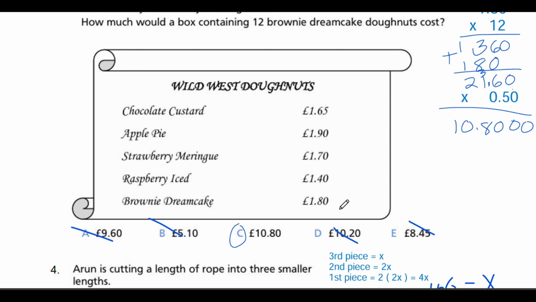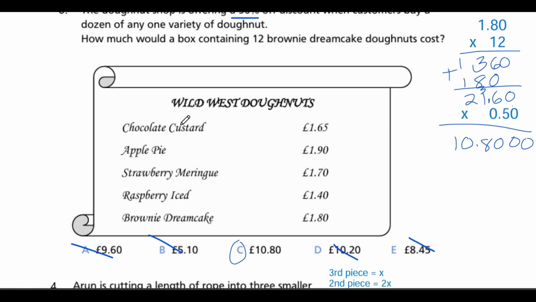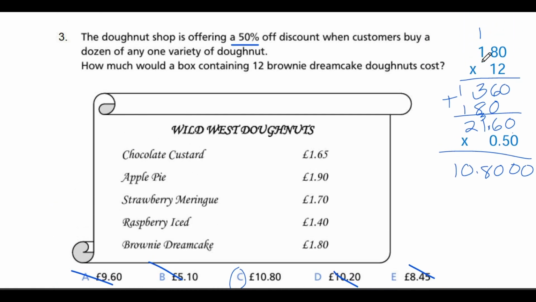Here's the detailed explanation. First, we need to find the price of 1 dozen brownie dream cake donuts at full price. The menu shows that one costs 1 pound and 80 pence. So to calculate that, we would do 12 times 1 pound and 80 pence. We can calculate this as 12 times 1 pound plus 12 times 80p equals 12 pounds plus 9 pounds and 60 pence equals 21 pounds and 60 pence.